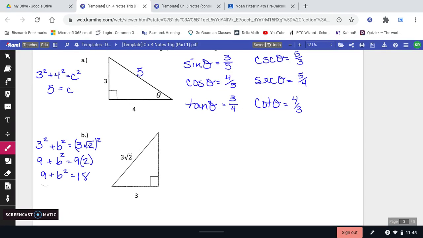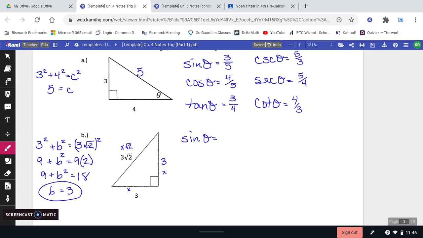And then you can move your 9 over, and then solve for b. B will be 3. Okay, now if you recognize this, this is actually a 45, 45, 90 right triangle. So you have x, this other leg is x, and then your hypotenuse is x√2. So whatever the length of the leg is times √2, and that's your hypotenuse. So if you recognize that as a 45, 45, 90, you could use that pattern to find your missing leg.